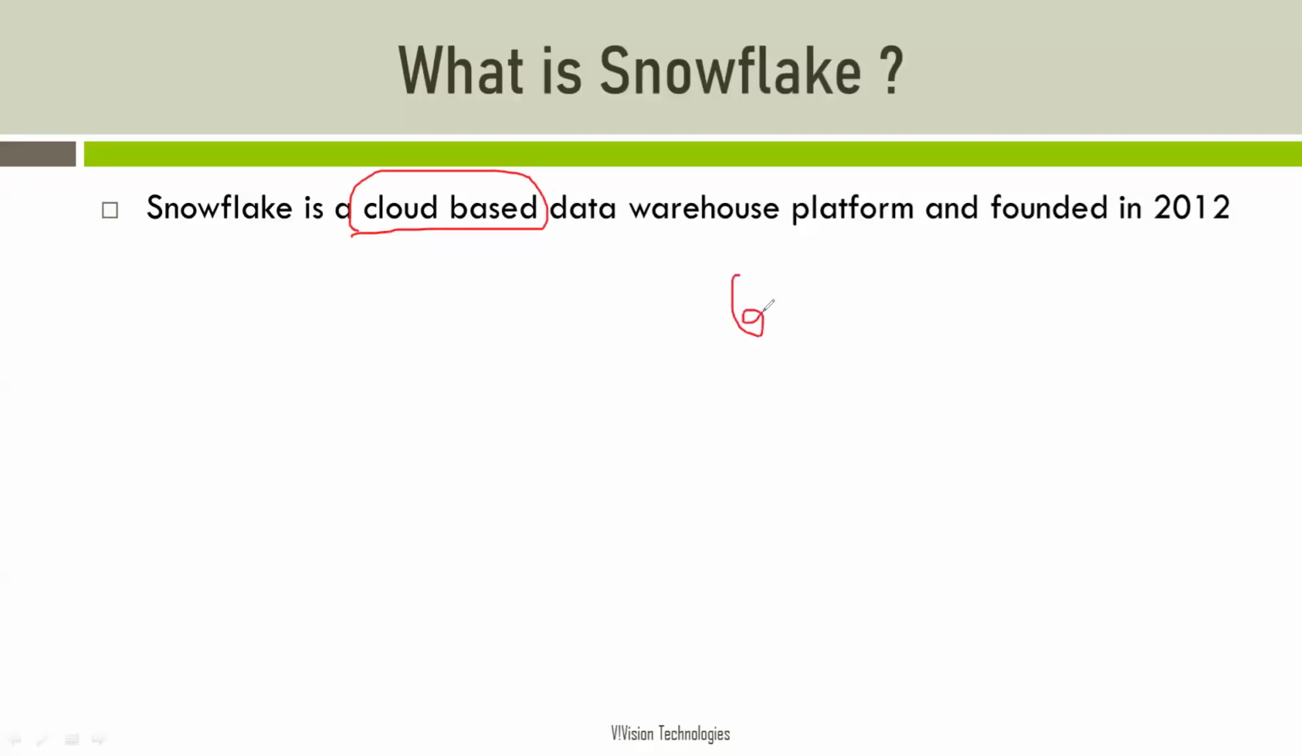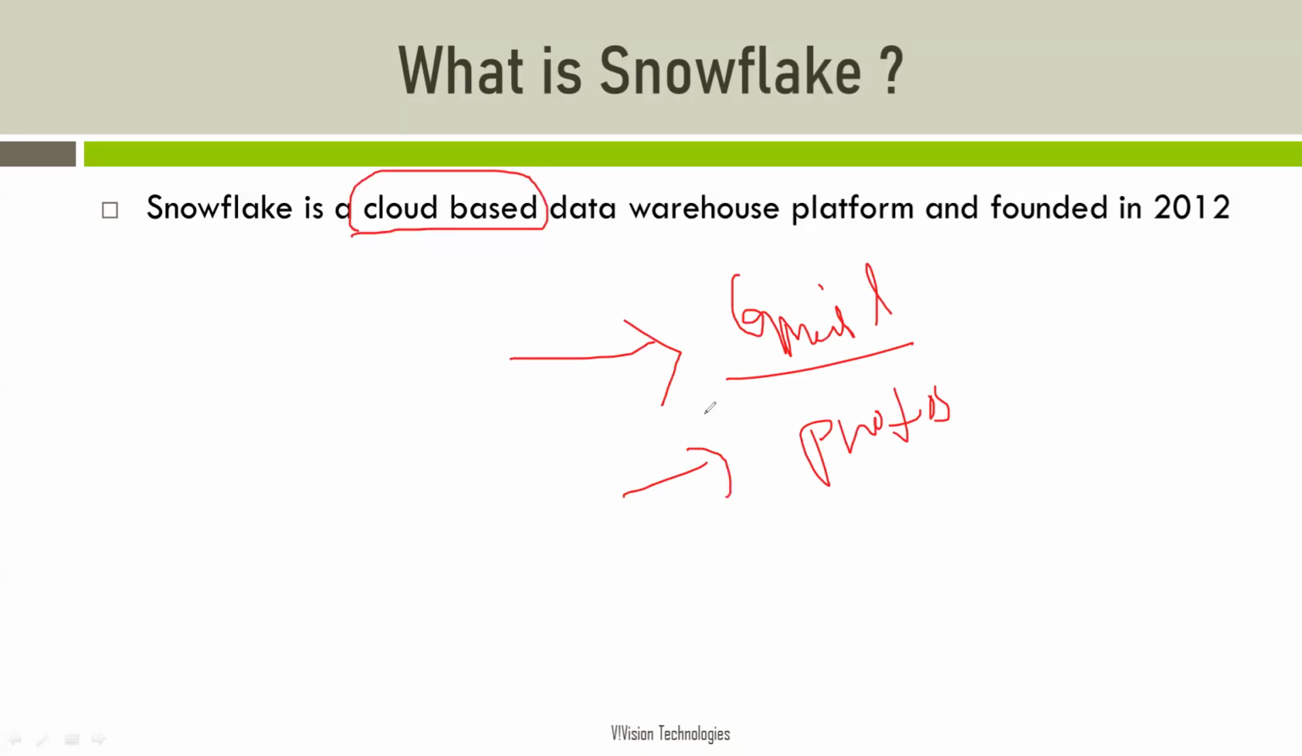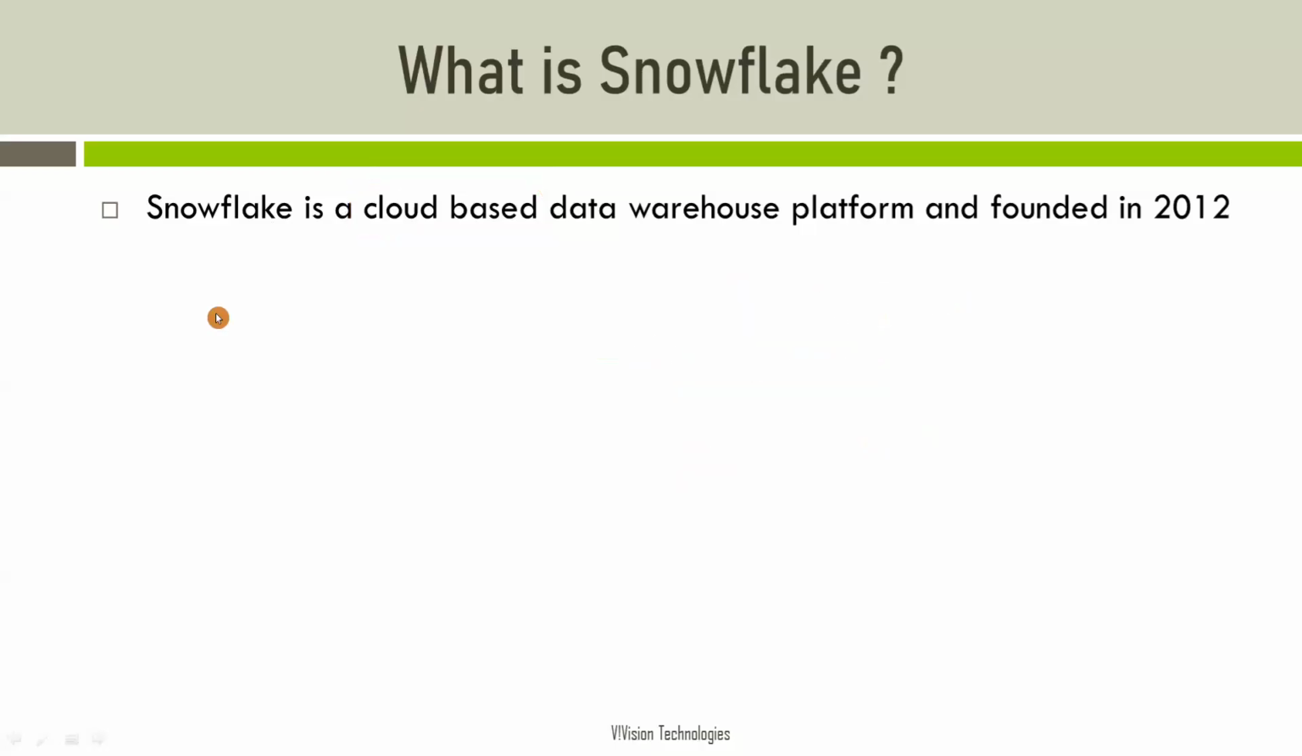The best example is Gmail and Google Photos. For these we just need internet. You do not need to purchase any servers or anything. If you have internet, you can access your Gmail and photos. The same way, if you have internet, you can access your Snowflake account. You do not need to install any software.